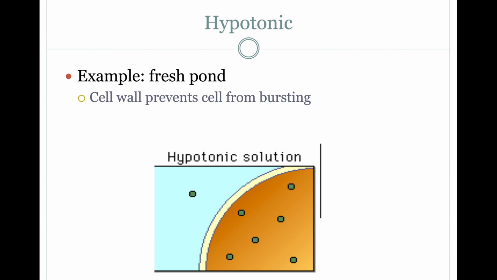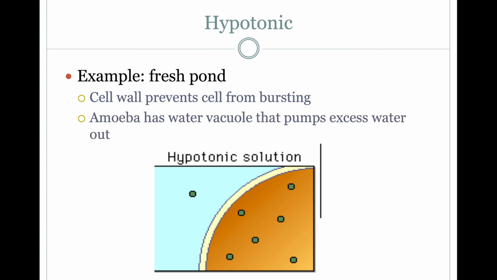So we know already that the cell wall is important in preventing the cell from bursting, but also some organisms have physically altered some property of the cell, like the amoeba, which has essentially a water pump, or a water vacuole, that pumps excess water out of the cell. So although they continuously face an influx of water, they actively pump it back out again.